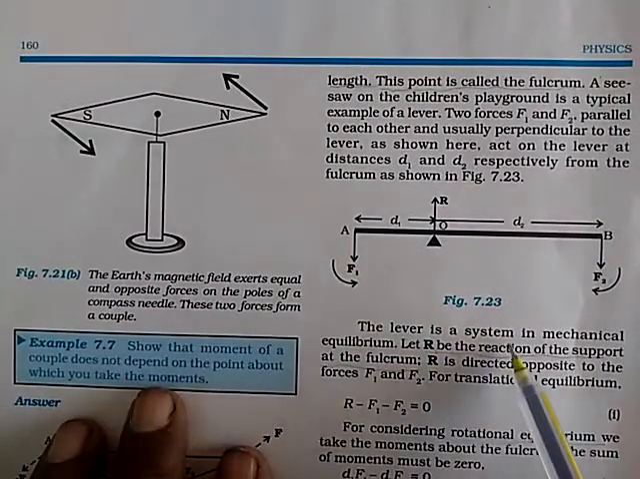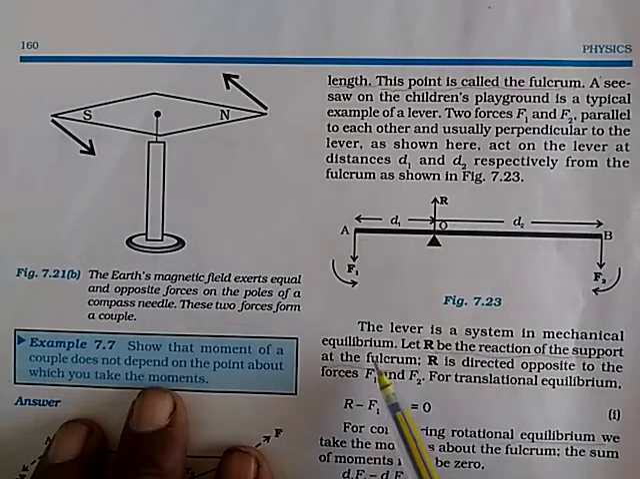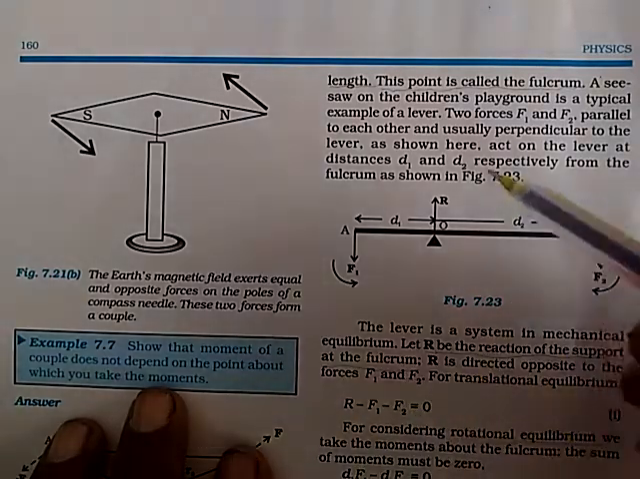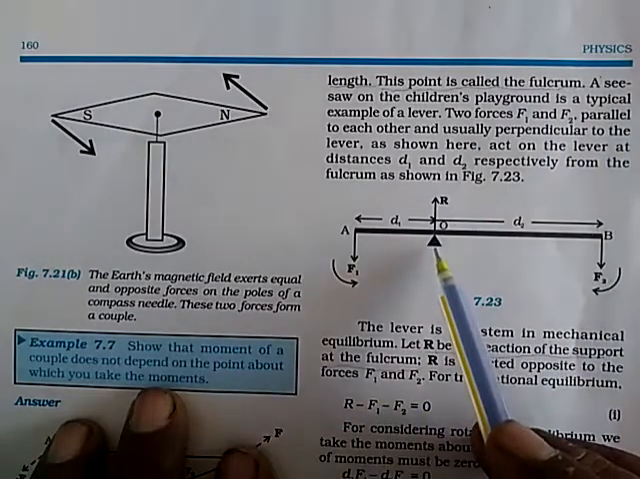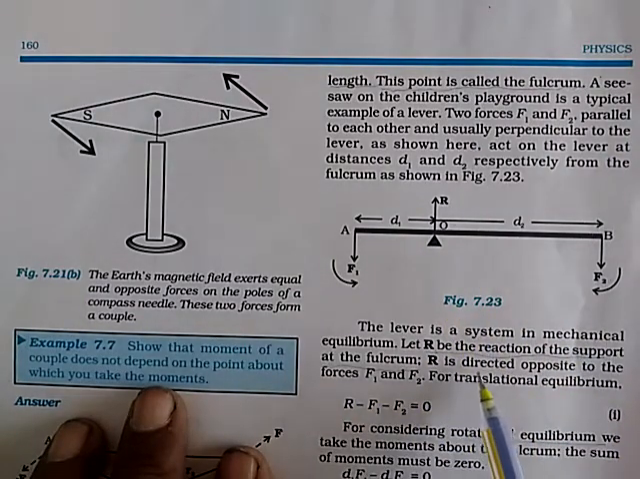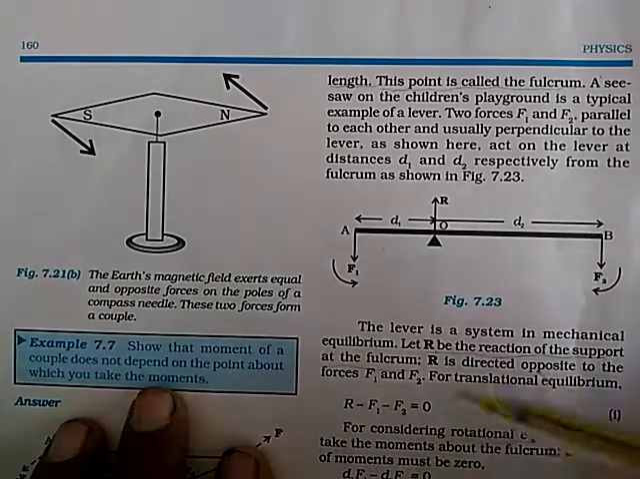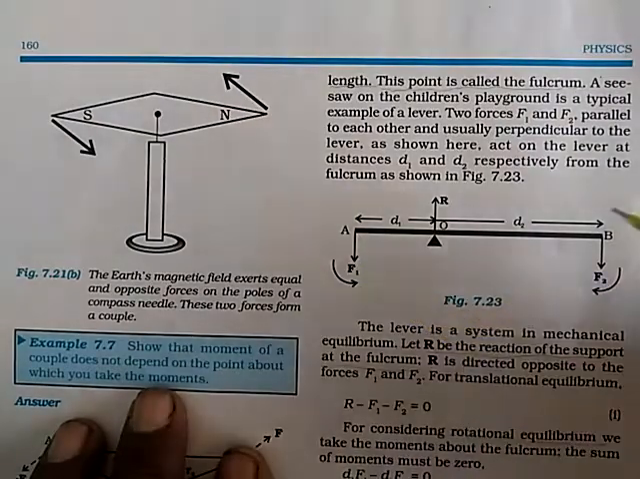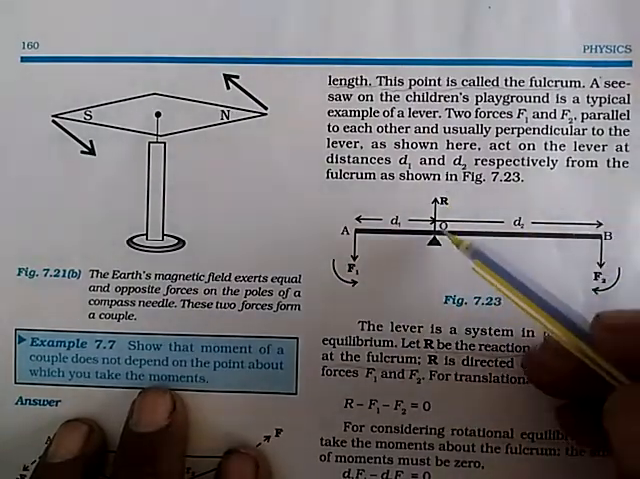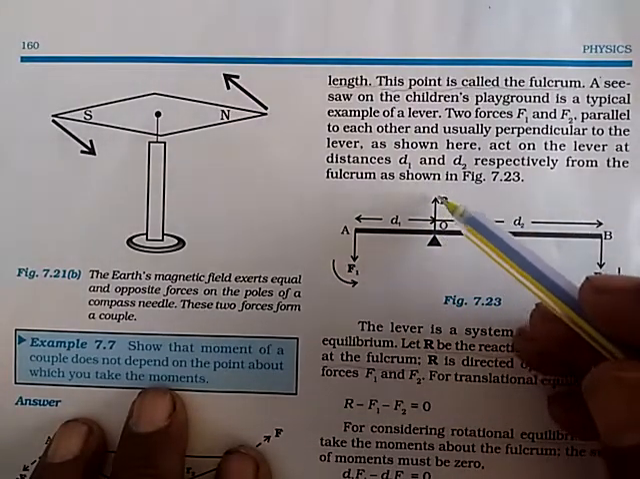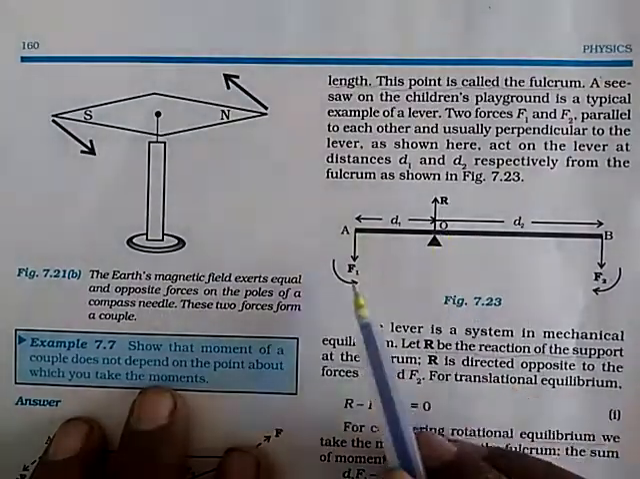The lever is a system in mechanical equilibrium. Let R be the reaction of the support at the fulcrum. R is directed opposite to the forces F1 and F2. F1 and F2 are acting downwards, whereas this reaction force is upwards, opposite to the direction of F1 and F2.